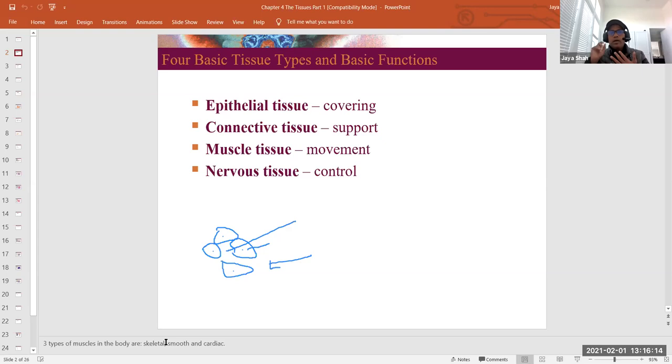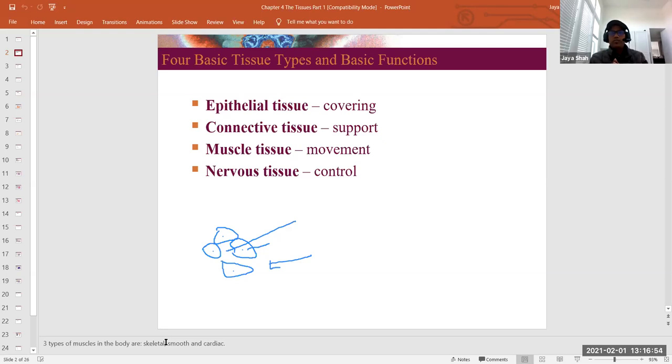Clear? The next type of muscle tissue is smooth muscle tissue. Smooth is also called involuntary, and it is called smooth because it has no stripes. It has no striation. We will go into that in detail later. That's why it is called smooth. And smooth muscles are found in the wall of tubular organs. What are the tube-like organs in our body? Like your trachea, esophagus, ureter, GI tract, small intestine, gut wall, all are smooth muscles.